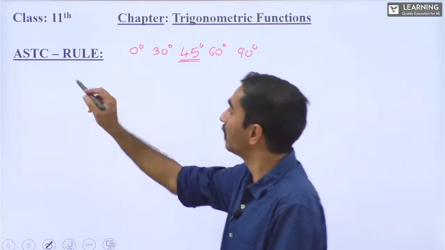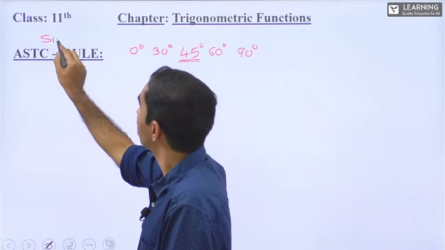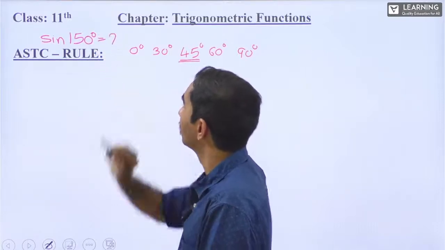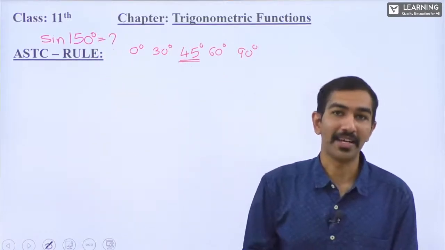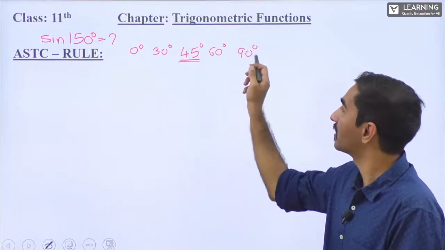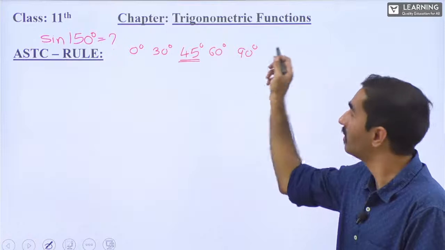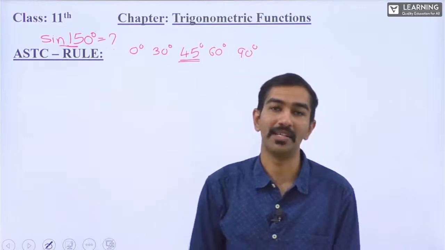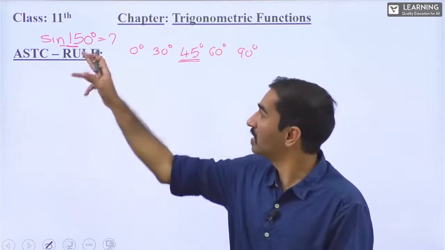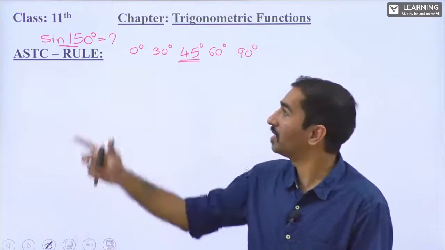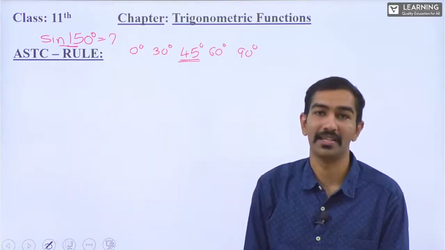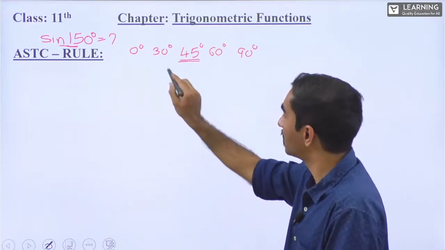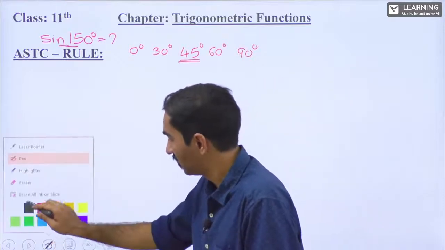Suppose I ask you what is the value of sine 150 degrees? The table is only ending at 90 degrees, right? So there is no 100, 120, 130, 140. We don't know the values. But the question is asked like this: what is the value of sine 150 degrees? In this case, you have to use the ASTC rule and you can tell the answer for sine 150 degrees. So what is this ASTC rule? We'll come to know that.